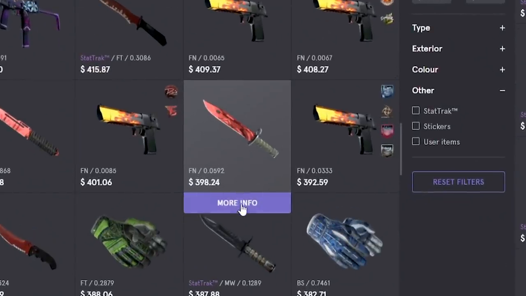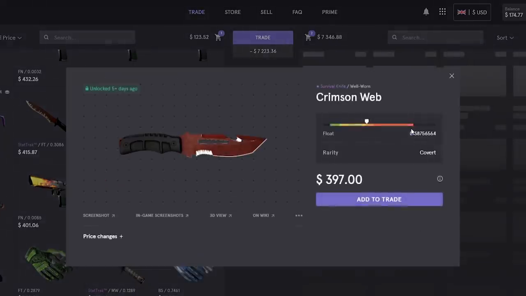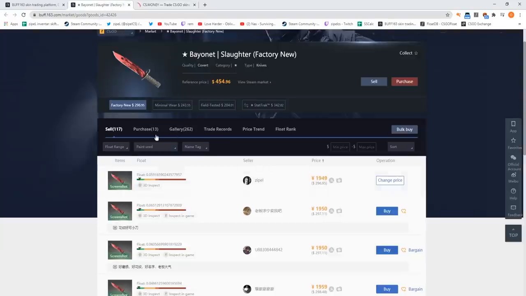There's this Bayonet Slaughter here for $398. So let's just search for something I can get in that kind of price range. This is a Survival Knife Crimson Web. It's $397. So I can trade this for this, and it's a $1 difference. So let's just look on Buff right here.